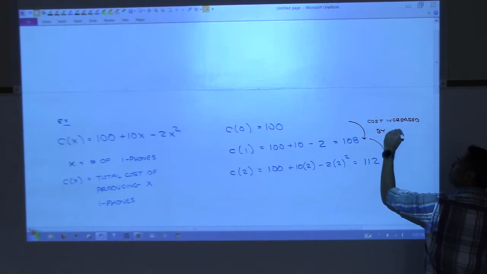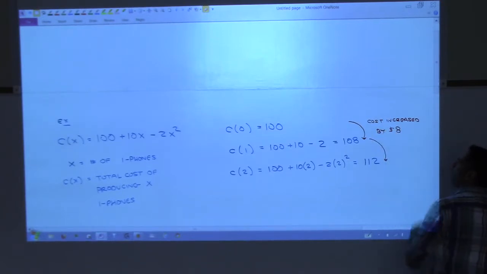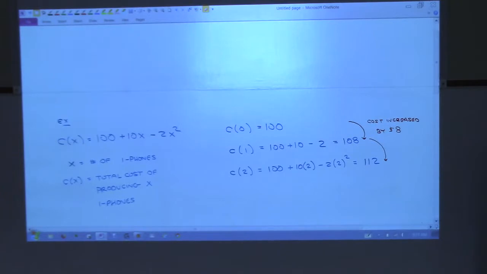$8? I'm going to put dollar signs in front of that, right? So there was an increase of $8 to go from here to here.